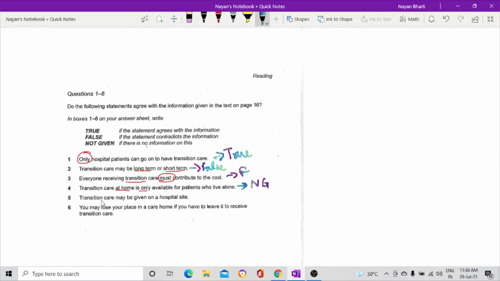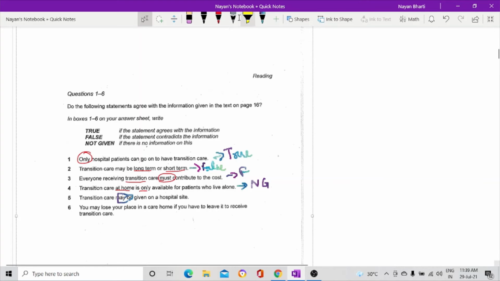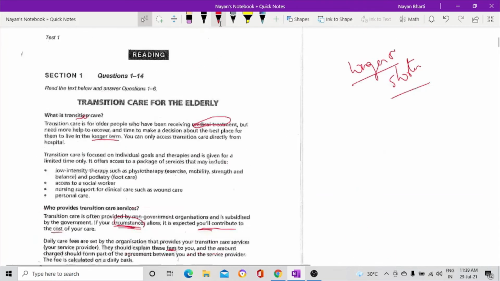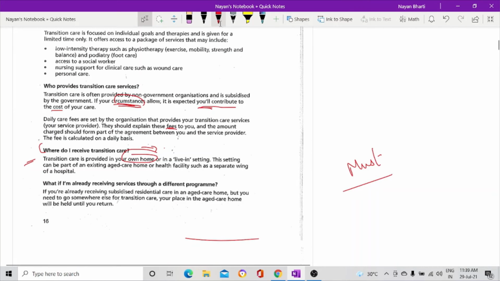Let's see the fifth question. Transition care may be given on a hospital site. Okay, so transition care may be given, maybe. Yes, this is a very important part. It's not that it must be given, it may be given on a hospital site. Let's see what information is there in your passage regarding the same. Here they are saying that transition care is provided in your home or in a living setup. The setting can be part of an existing aged care home or health facility. Yes, so it can be a part of a health facility.